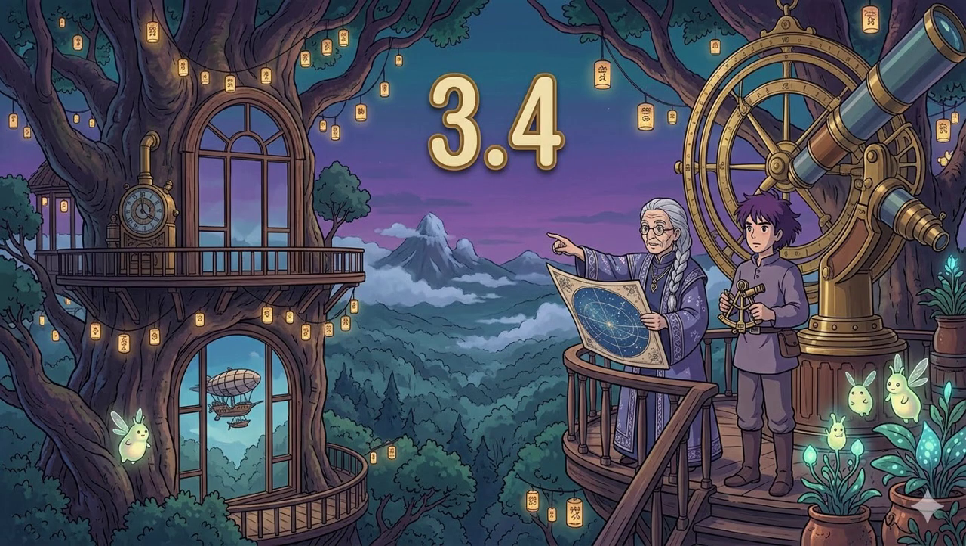RAID 6 uses striping with double parity. It can survive 2 drive failures and requires at least 4 drives. RAID 10 is a stripe of mirrors. It provides high speed and high redundancy, but at the highest cost. It requires at least 4 drives.